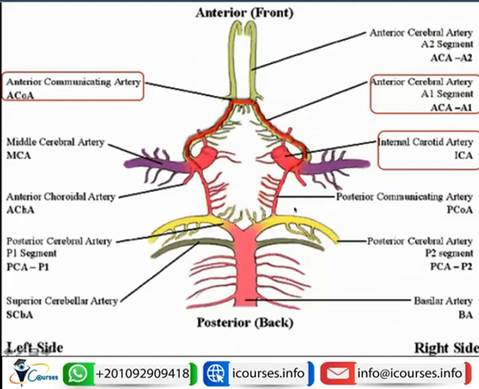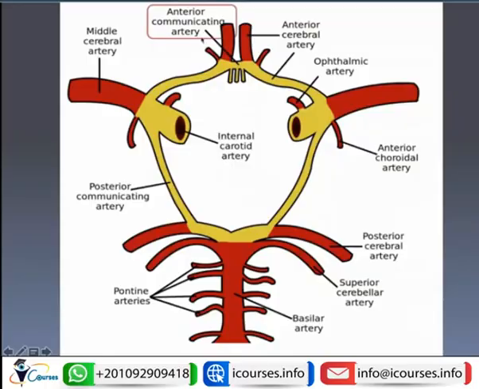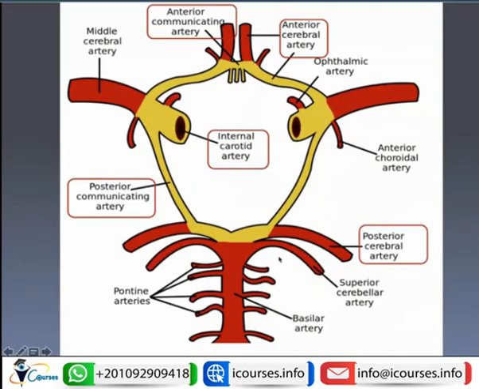Then it will pass through two posterior communicating arteries, and then it will be closed by the posterior cerebral arteries. So this is called the circle of Willis. Again, it is made by the anterior communicating artery, two anterior cerebral arteries, two internal carotid arteries, two posterior communicating arteries, and finally two posterior cerebral arteries. Sometimes in the exam you may be asked, what are the arteries sharing in the formation of the circle of Willis?